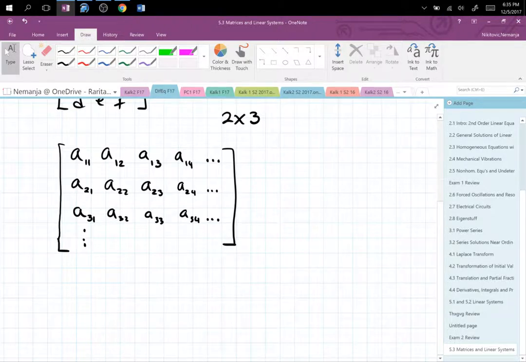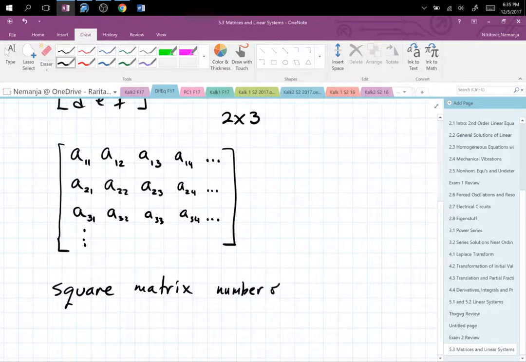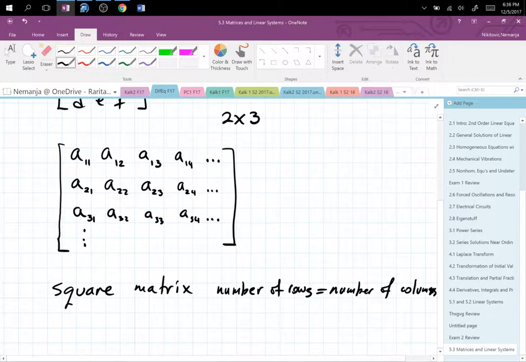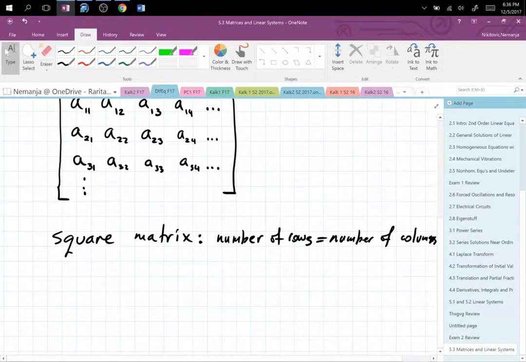So, a square matrix has number of rows equals number of columns. So number of rows equals number of columns. A 2 by 2 matrix would be an example. So for this one, I can just say A, B, C, D, and that's the matrix.